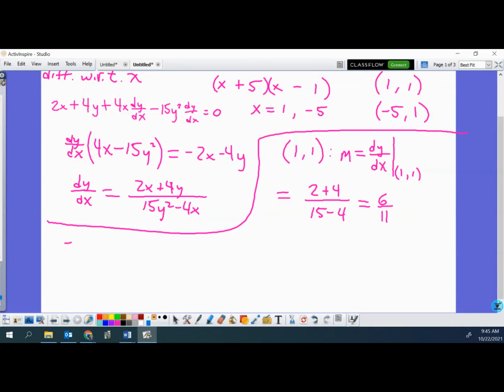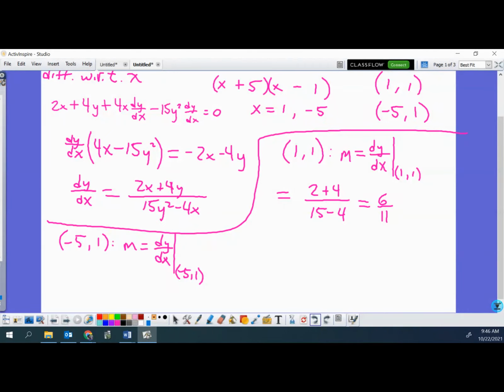Okay. And then the other point was (-5, 1). So let's do that one over here. (-5, 1). And again, the slope will be dy/dx evaluated at (-5, 1). This is an important notation to know. The Leibniz notation, dy/dx with the line next to it, and then whatever conditions you're plugging into that derivative. That shows the derivative at that point.